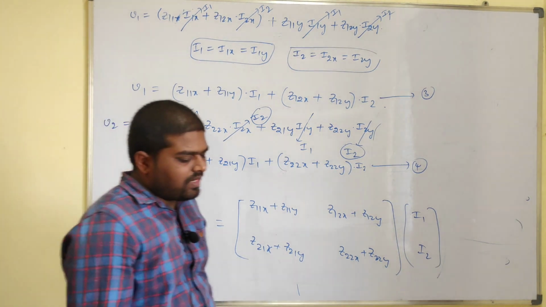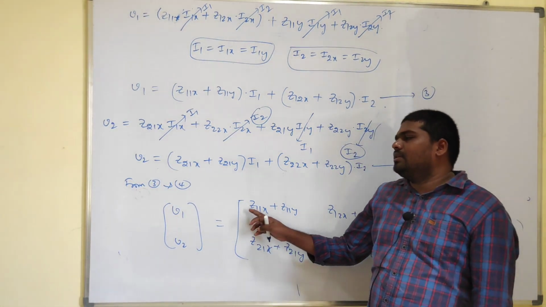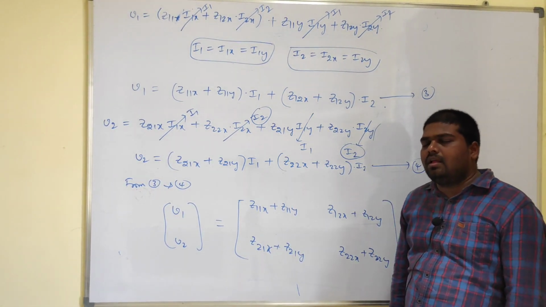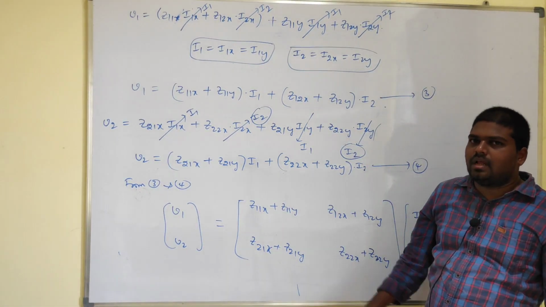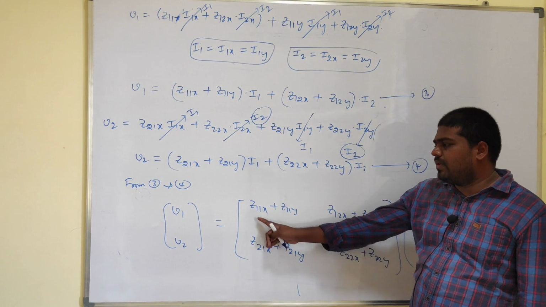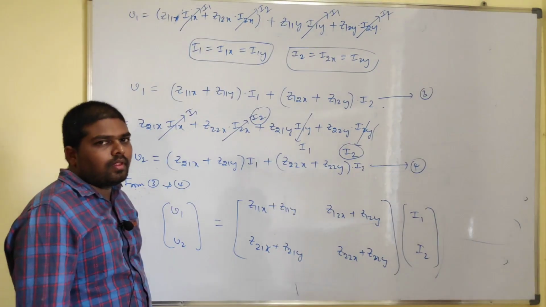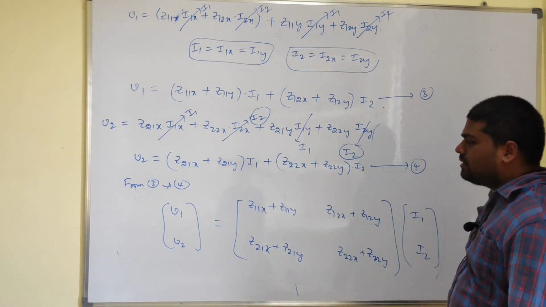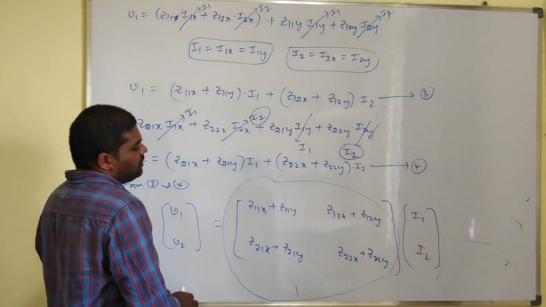For a single two-port network, we have the variables Z11, Z12, Z21, Z22. But here two-port networks are connected in series fashion. For that series interconnection, these are the Z parameters: Z11x plus Z11y, Z12x plus Z12y, and so on. Now these are the two-port parameters for series interconnection of two-port networks. Just observe this entire matrix.